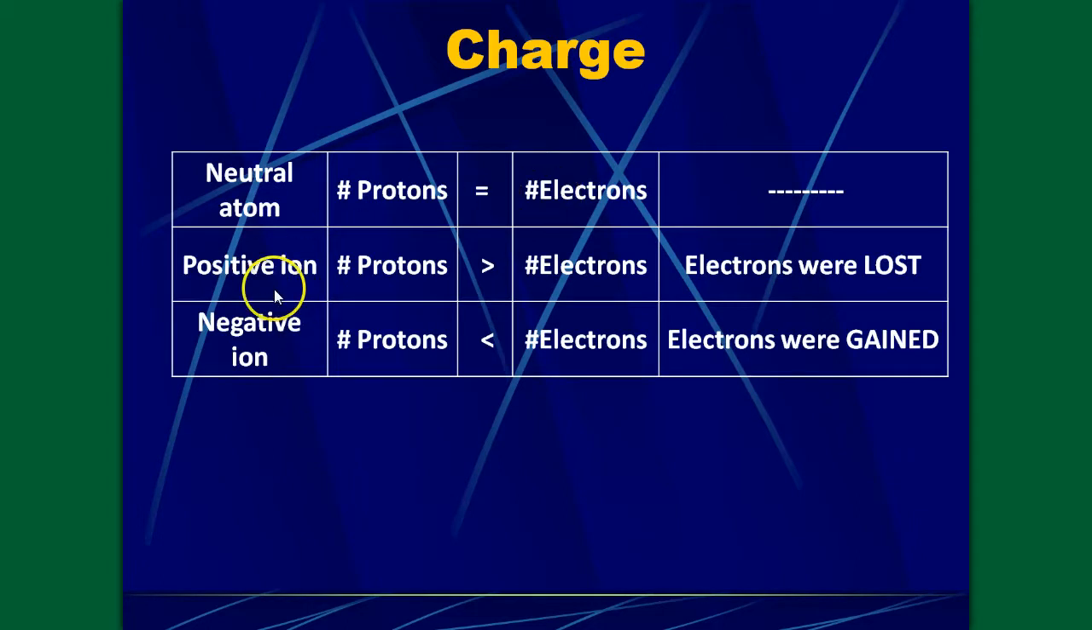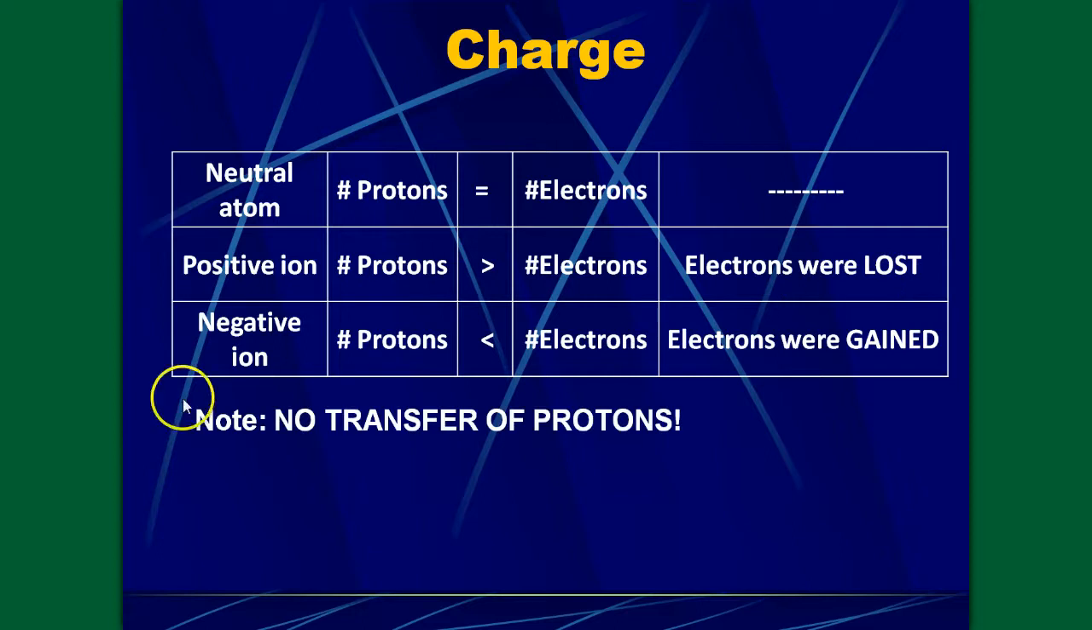Whereas in a positive ion or a positive object, that just means that the number of protons is greater than the number of electrons, or the number of positive charges is greater than the number of negative charges. And for that to happen, electrons had to be lost. Electrons had to be lost for an object to become positive. Remember, there are no protons transferring between objects or ions or atoms, right? So protons stay in the nucleus. Objects do not become positive by gaining protons, they become positive by losing electrons.